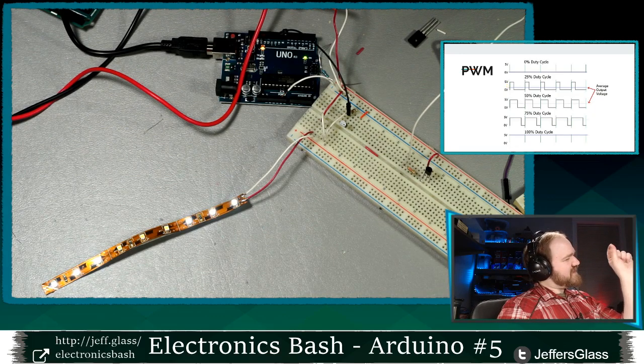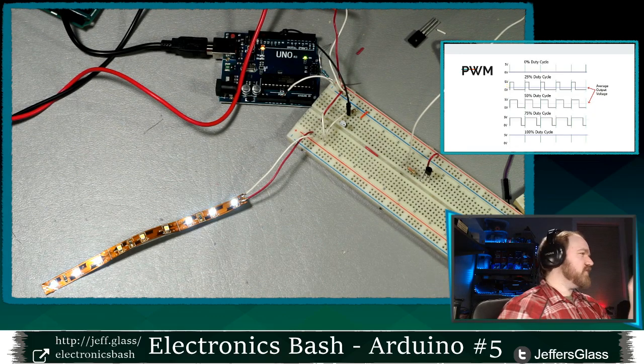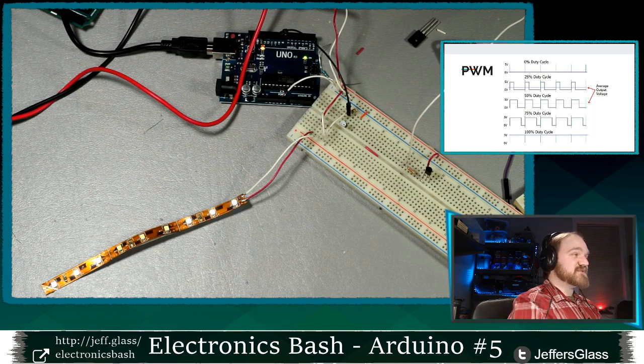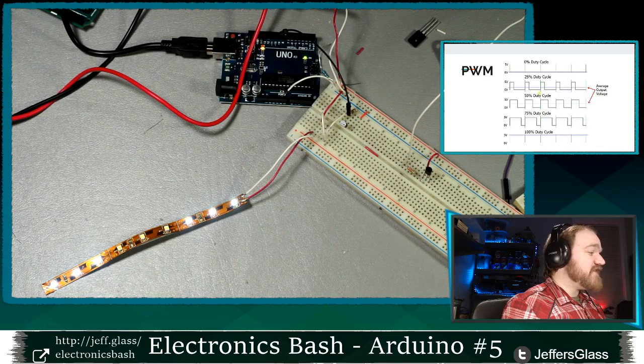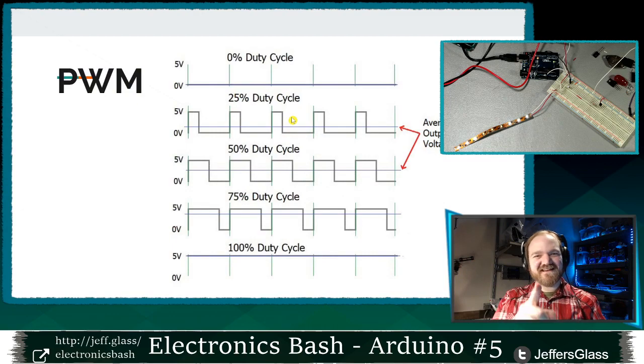And in between, it spends a certain percentage of its time either at 5 volts or at 0 volts. If it spends just a little bit of time at 5 volts and it's mostly off, then we're only going to see a little bit of output. If it spends most of its time on and a little bit of its time off, it's going to be mostly on. And anything in between. These are some visual examples of how pulse width modulation might look, right?